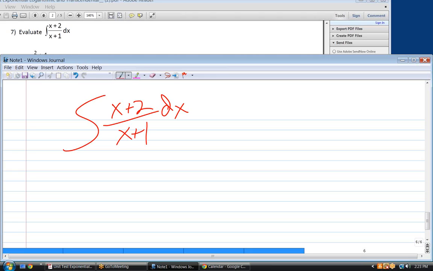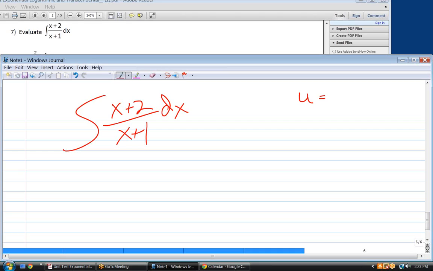What did we use to solve this? I believe we used u substitution. Yes. The key is, what are we going to let equal u, and why? I think we used x plus 1.